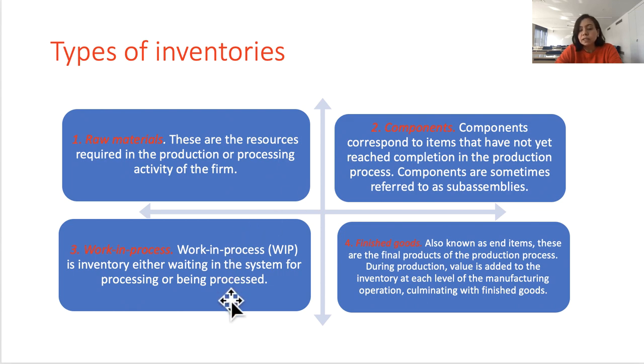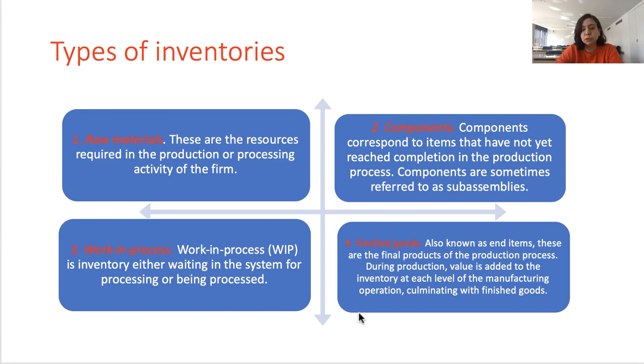And what else? Also, firms can hold inventory for work in process. It is inventory either waiting in the system for processing or being processed. And in fact, the level of work in process inventory is often used as a measure of the efficiency of the production system. For example, in just-in-time systems, the aim is to minimize this work in process inventory.